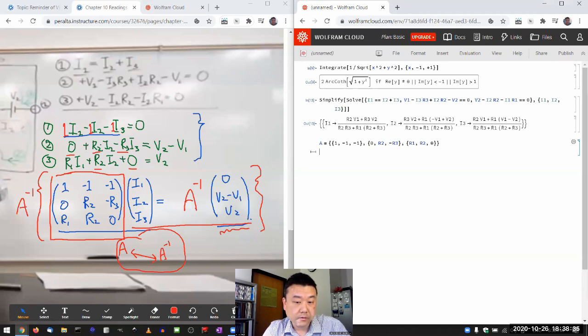I'm going to build a vector. Let me call that V. So I press escape, type in V, and press escape again so that I have access to the correct symbol. So that's going to be a column vector, 0, V2 minus V1, V2. Okay, so those two are the variables that I need access to.